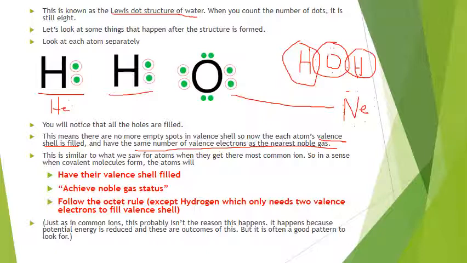So in a sense, and it doesn't have to be, it's a pattern more than anything, that after the atoms are bonded, their valence shell is filled, they achieve noble gas status. That means they have the same number of electrons as the nearest noble gas. Doesn't mean they turn into a noble gas. Okay, this is tricky if you think of it as that. They just have the same number of valence electrons, and they follow the octet rule. That means they have 8 electrons in the outer shell. Obviously, hydrogen doesn't do that, because it only has electrons in the first shell, which can only take 2.